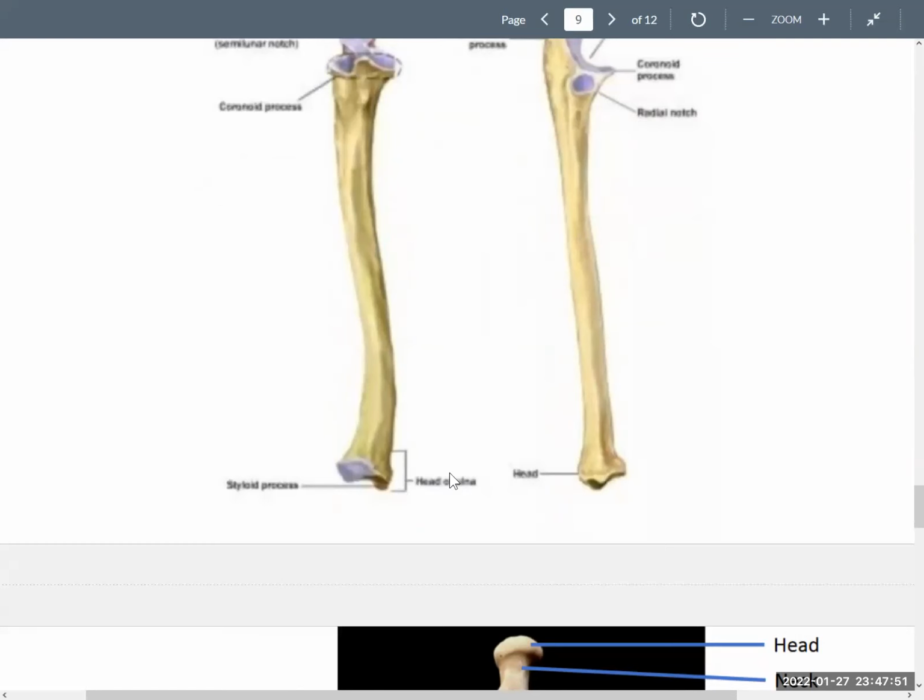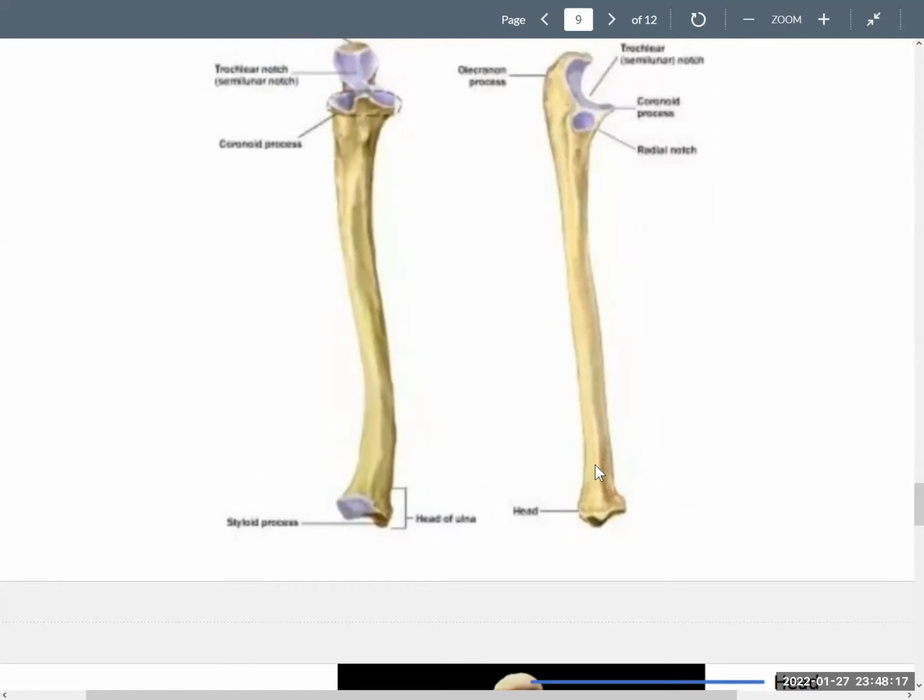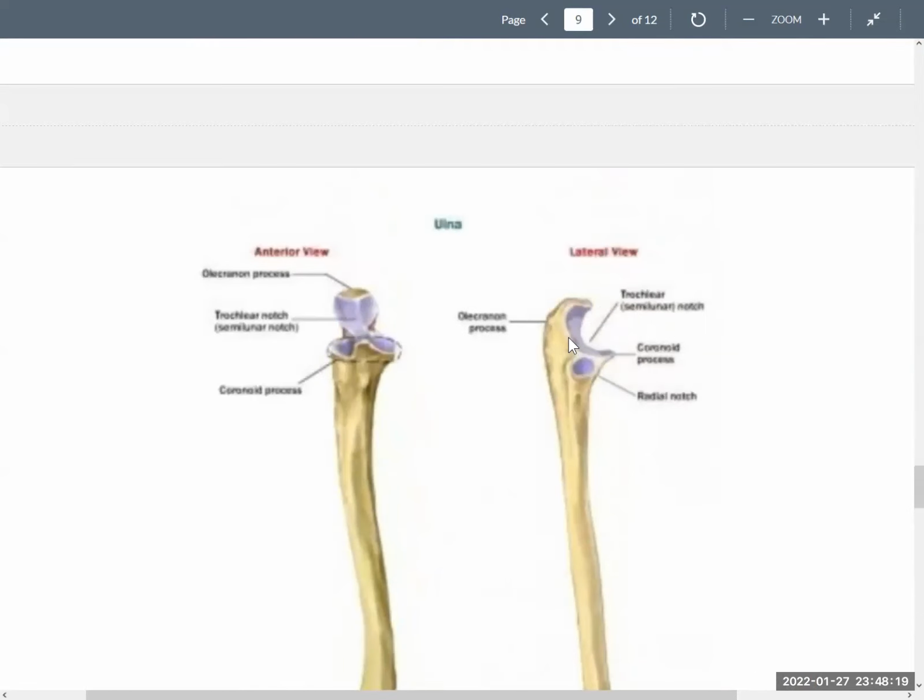At the distal end, on each one of these is a styloid process. Here and here. This was not labeled. Styloid means pen-like or quill-like. Styloid process. You do not have to know the head of the ulna, but it does serve here to point out that the head is not always the biggest part.